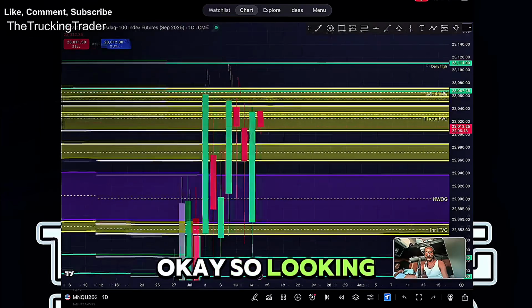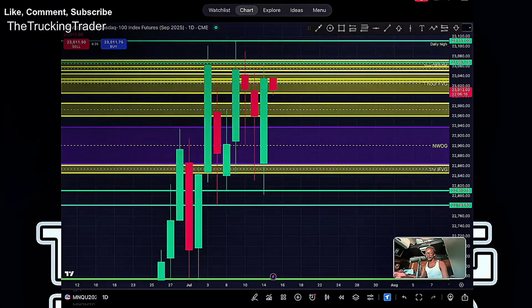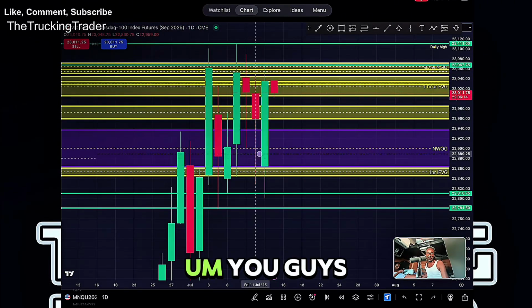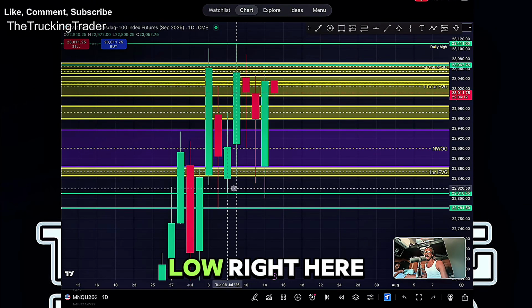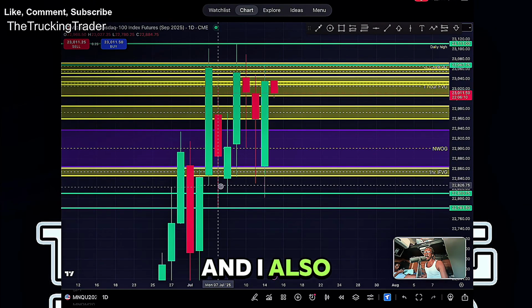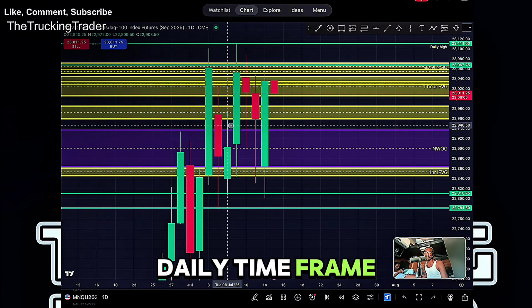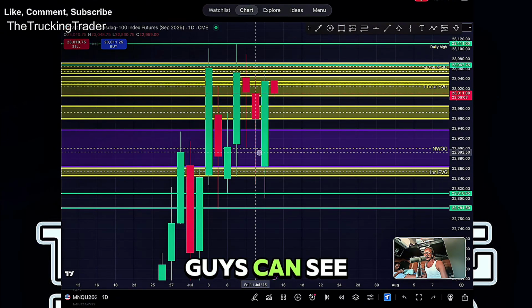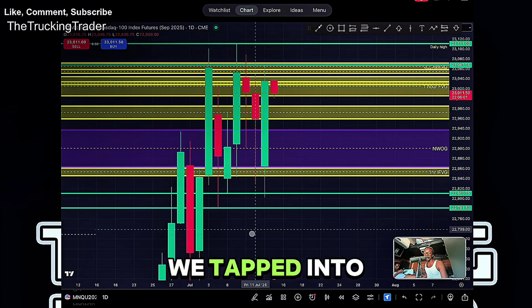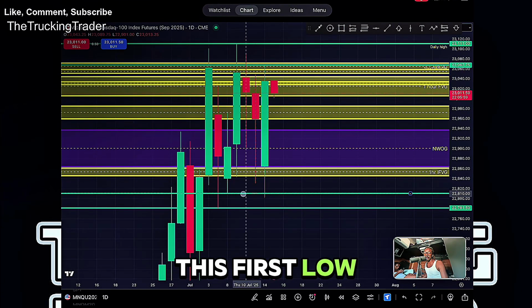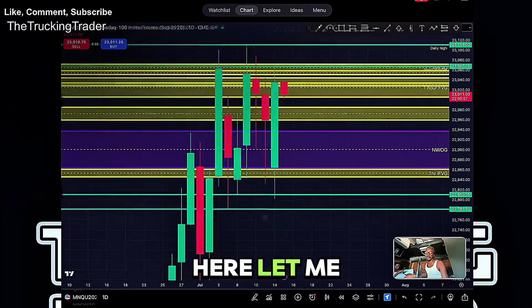Okay, so looking at the daily time frame, you guys can see I had this daily low right here marked out, and I also had this daily low over here marked out on this daily time frame. And as you guys can see, we came down here, we tapped into this first low right here that was on this chart right here. Let me zoom in.